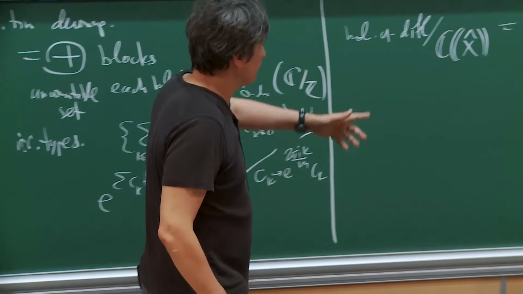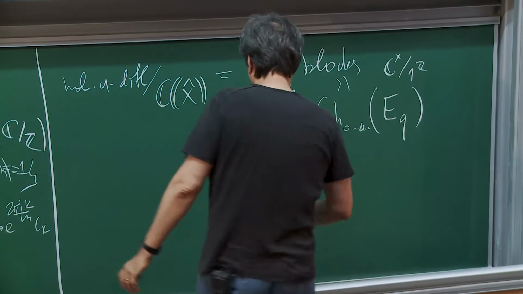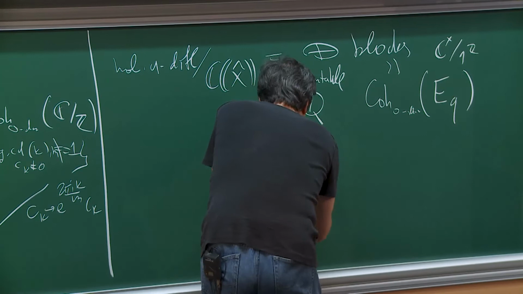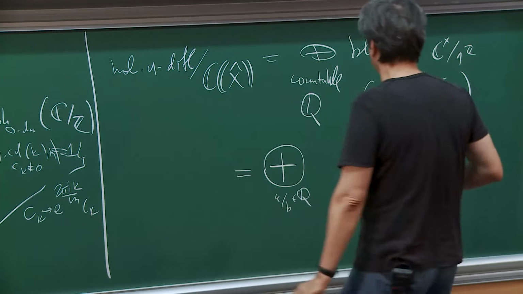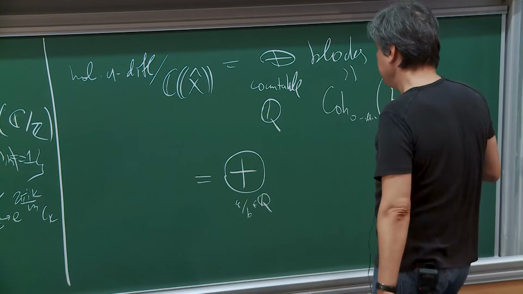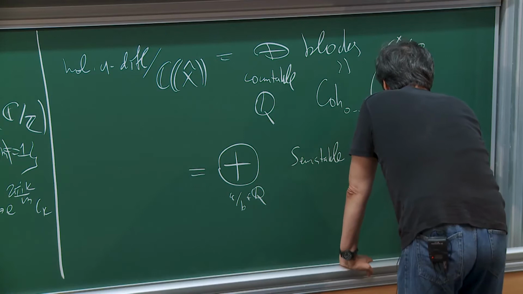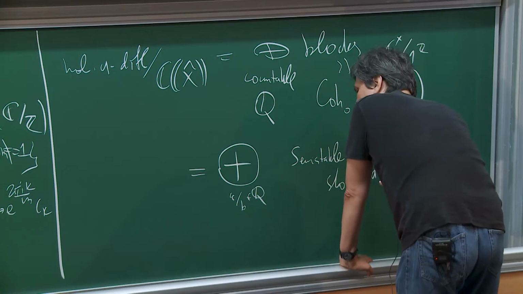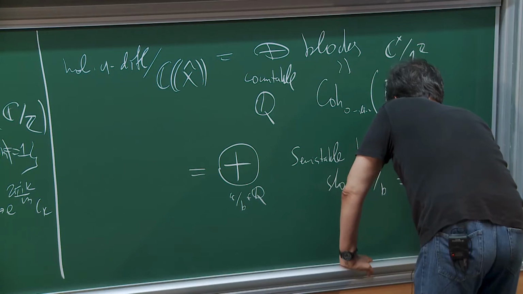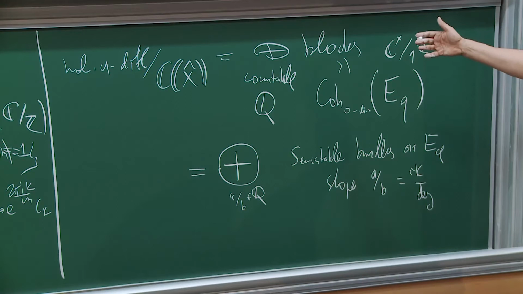One can try to describe in a more invariant way what this direct sum of copies of blocks is, and in fact it's a direct sum over all rational numbers. You consider something like semi-stable bundles on E_q with slope a over b. Slope is rank over degree, maybe up to sign. This category is equivalent, by Fourier-Mukai transform, to the category of sheaves with zero-dimensional support, by Atiyah's theorem, and this is a more invariant way to see it.